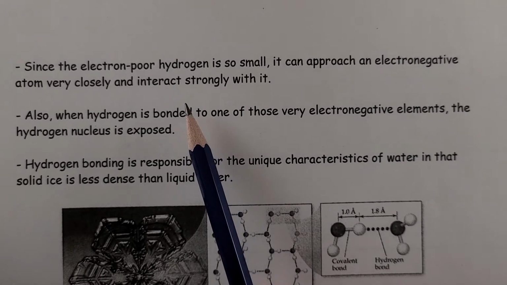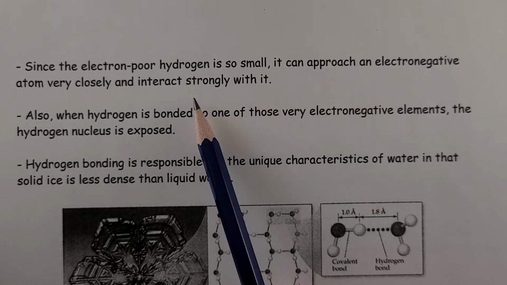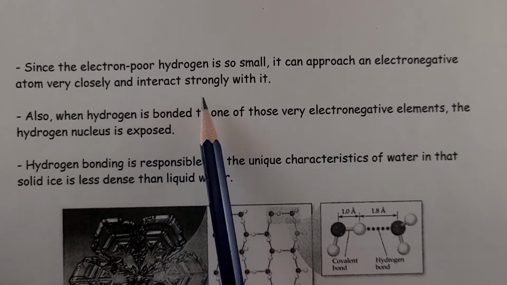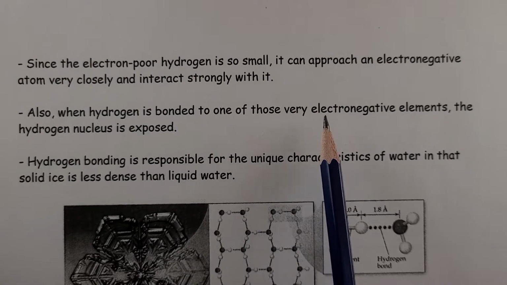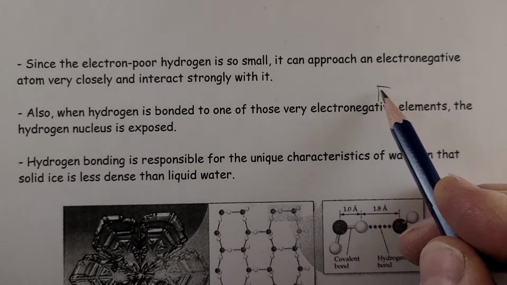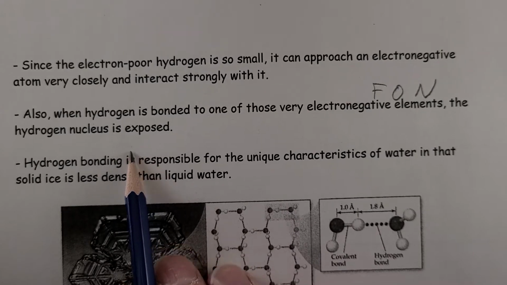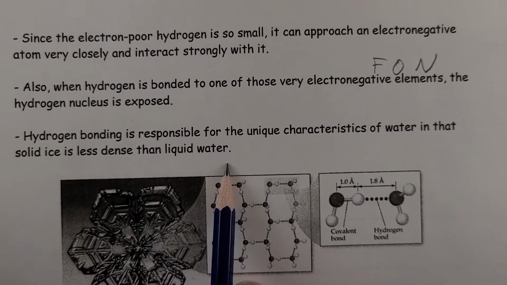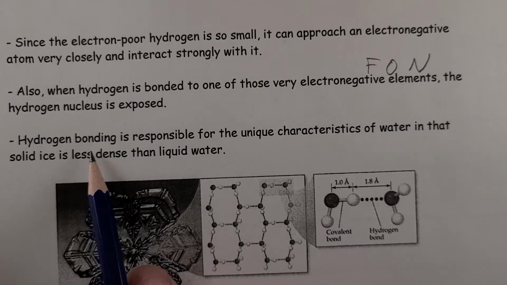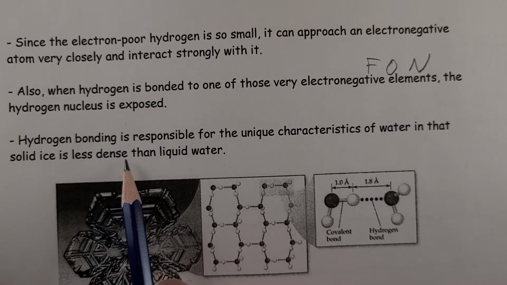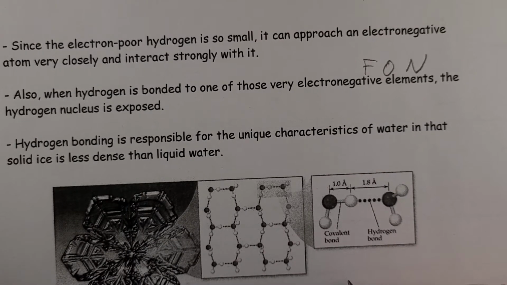Now that highly electron-poor hydrogen is so small it can approach an electronegative atom very closely and interact strongly with it. Also, when hydrogen is bonded to one of these very electronegative elements, such as an F, O, or N, the hydrogen nucleus is exposed, as I mentioned. Hydrogen bonding is often responsible for the unique characteristics of water, in that solid ice is less dense than liquid water. We talked a bit about this in physical science.